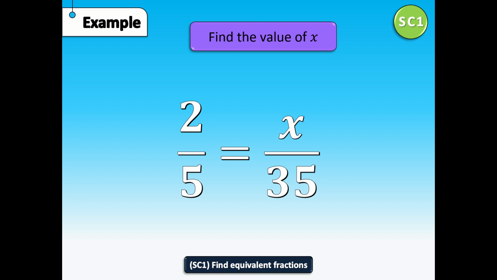In this question, we want to find the value of x. So 2/5 is equal to what over 35? So we want to find the equivalent fraction. So we need to think about what have we done to 5 to get to 35? Well, we've times by 7. So as long as we do the same to the top, it'll be an equivalent fraction. So 2 times 7 is 14. So 2/5 is the same as 14 over 35.